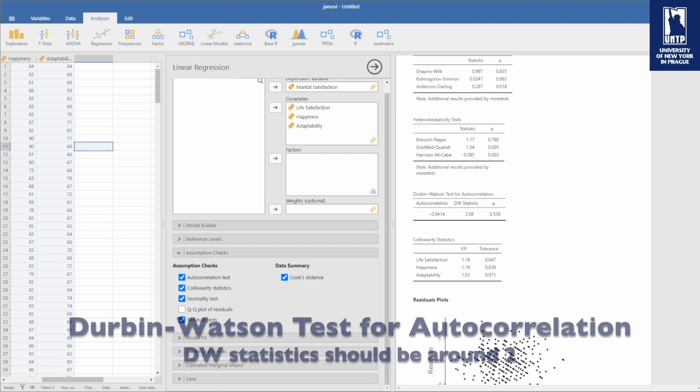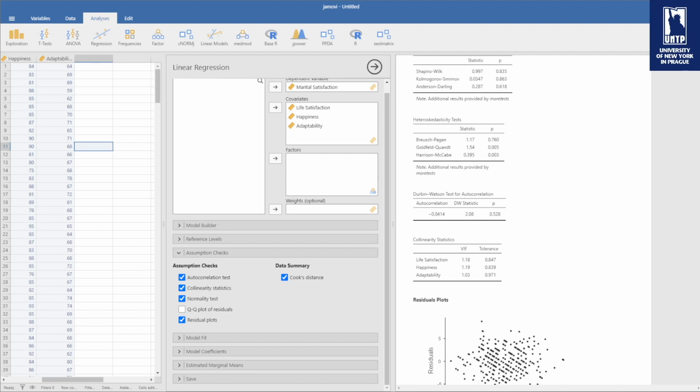And the DW statistic should be around 2, meaning that values between 1.5 and 2.5 are okay. If they are above or below, not the best. In our case, we have 2.08, and hence that is completely fine.